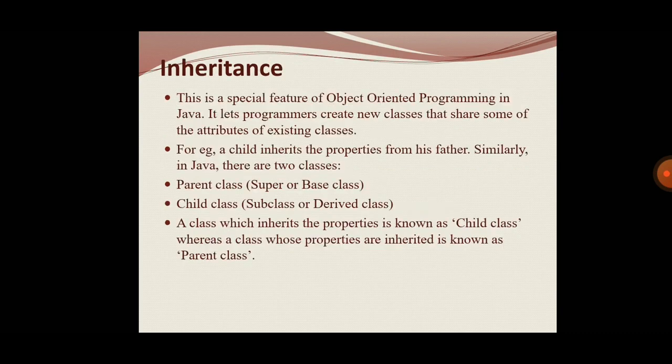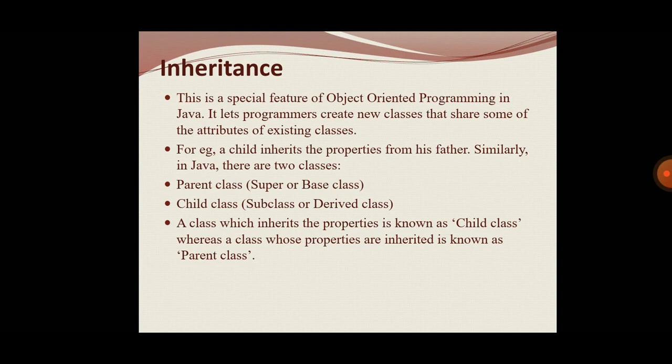Next is inheritance. It is a special feature of object oriented programming, that is creating a class from an existing class. That is what is called inheritance, and here we have a parent class and a child class. The parent can be called superclass or base class. The child class can be called subclass or derived class. A class which inherits the properties is called the child class, and the class whose properties are inherited is known as the parent class.